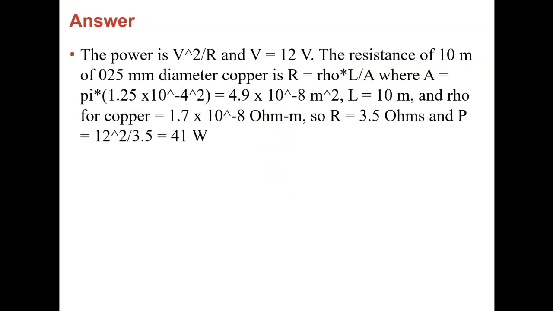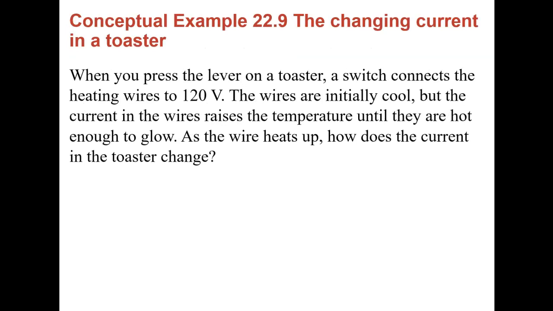I'm going to skip through this one. All right. So when you press the lever on a toaster, a switch connects the heating wire to 120 volts. The wires are initially cool, but the current in the wire raises the temperature until they are hot enough to glow. As the wire heats up, how does the current in the toaster change?